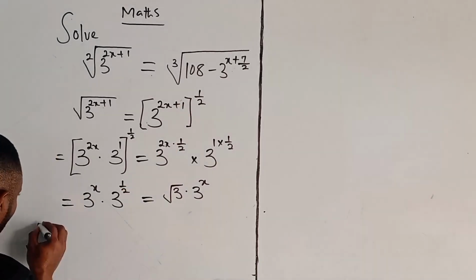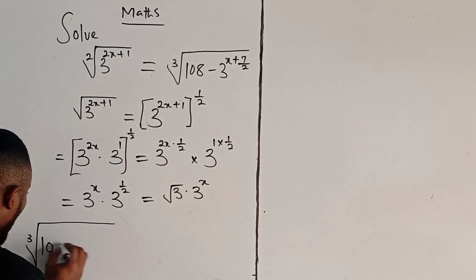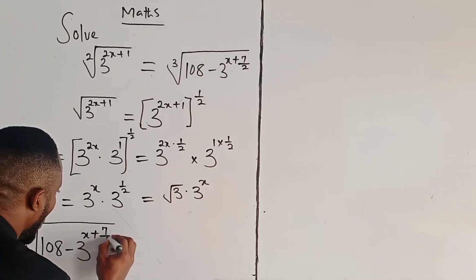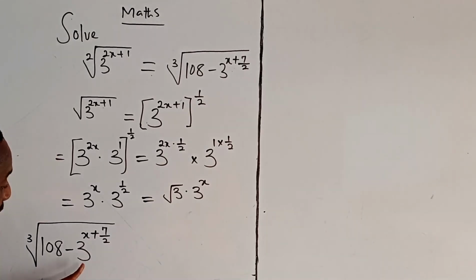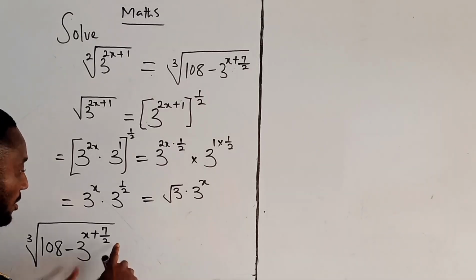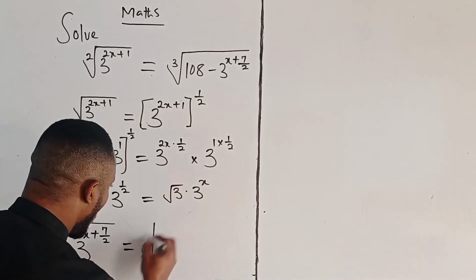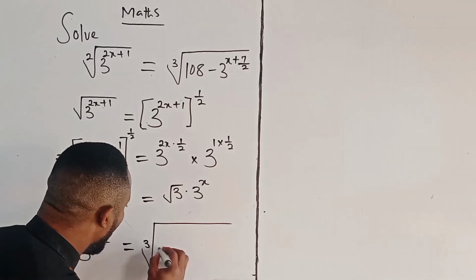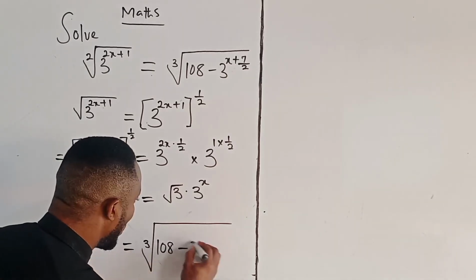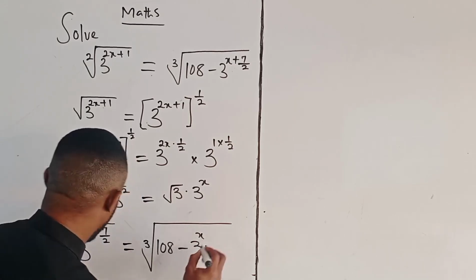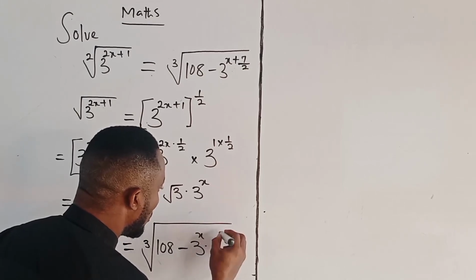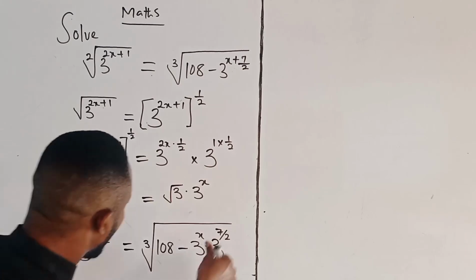On the right-hand side, we have a cube root there. Then we have 108 minus 3 to the power of x plus 7 upon 2. Again, I will use the product rule to split this. So this exponent, 3 to the power of x plus 7 upon 2, that will become, okay, now I'm going to be having cube root 108 minus 3 to the x multiply 3 to the 7 upon 2. Okay, to write this very well.